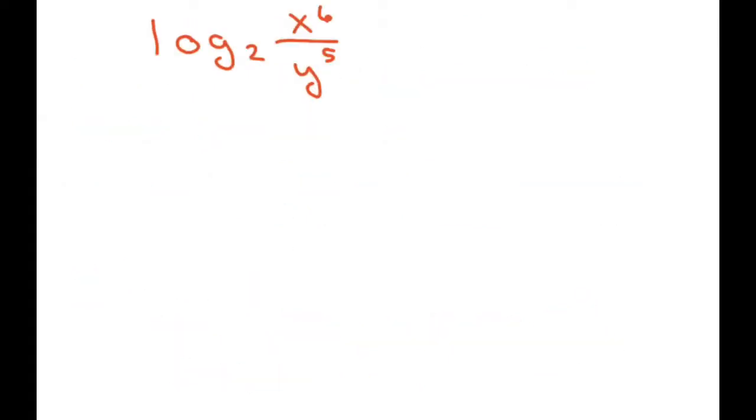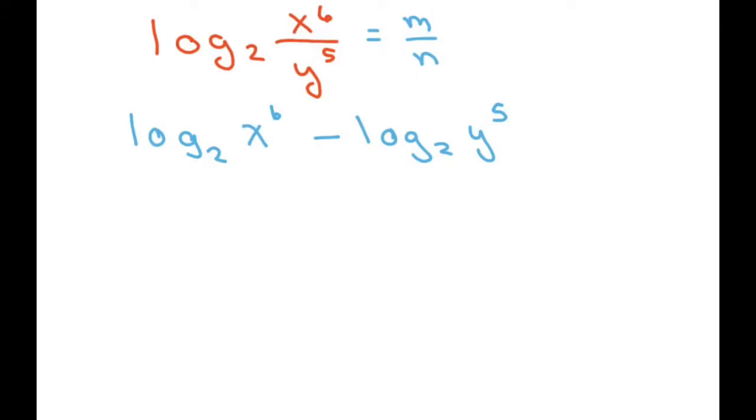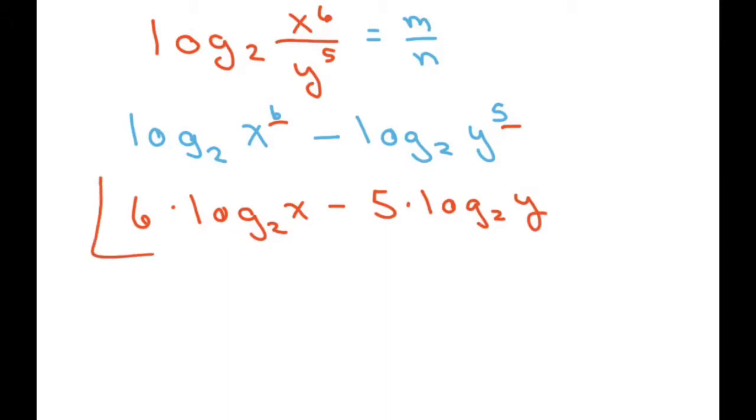Alright, the next one is this one. We're going to use the quotient property. So we have log base 2 of x to the 6th minus log base 2 of y to the 5th. This is like your m over n. So we have 2 logs now. And finally we have to use our power property and expand completely. So just move that 6 in front. So it's 6 times log base 2 of x minus 5 times log base 2 of y. And that's your final answer.